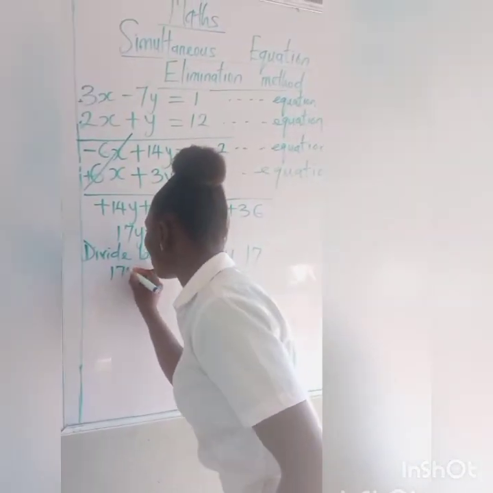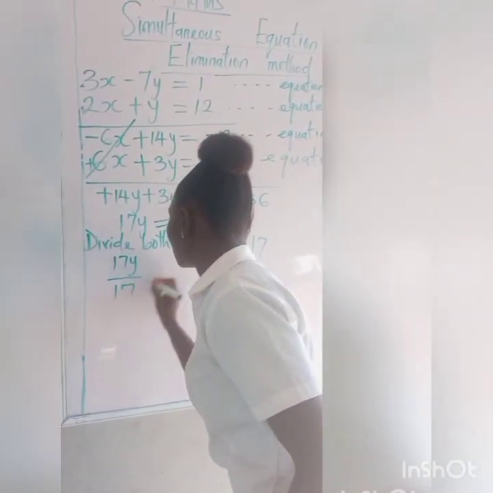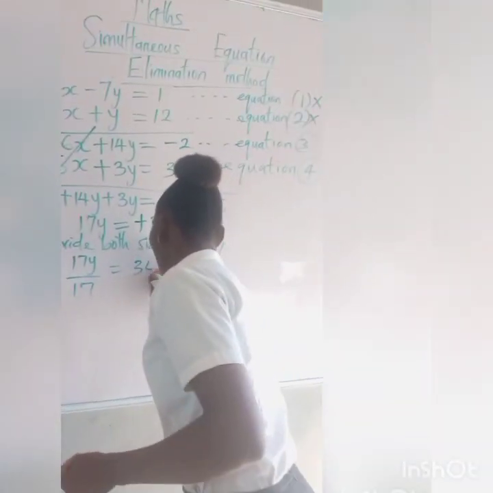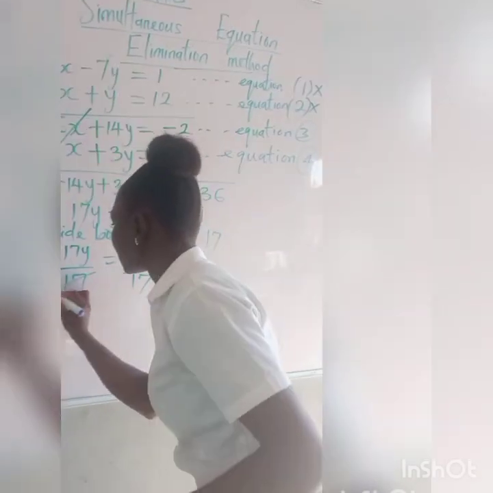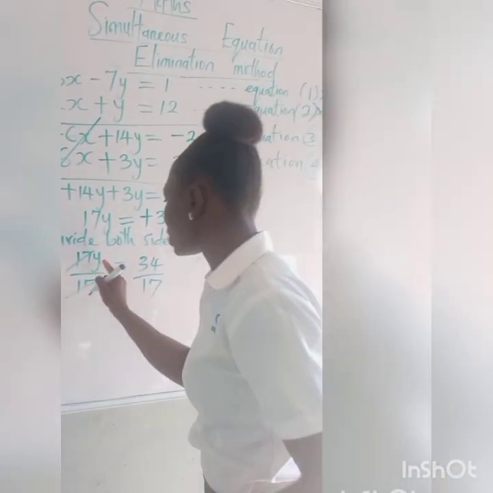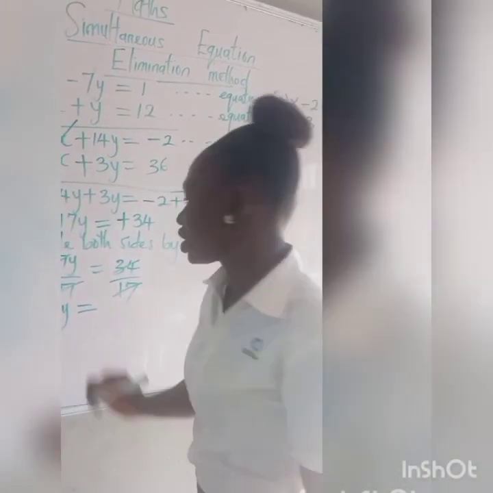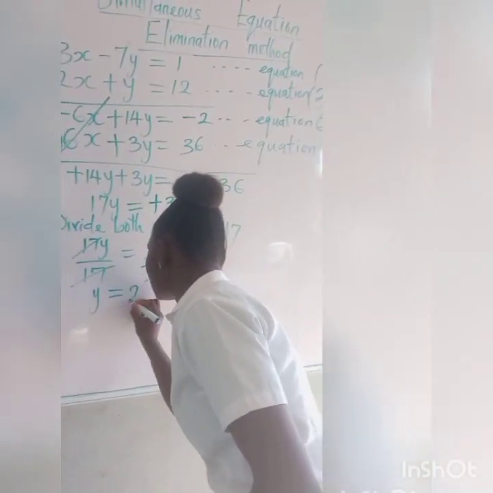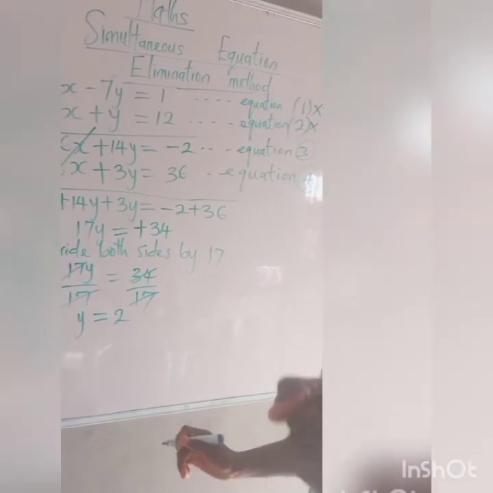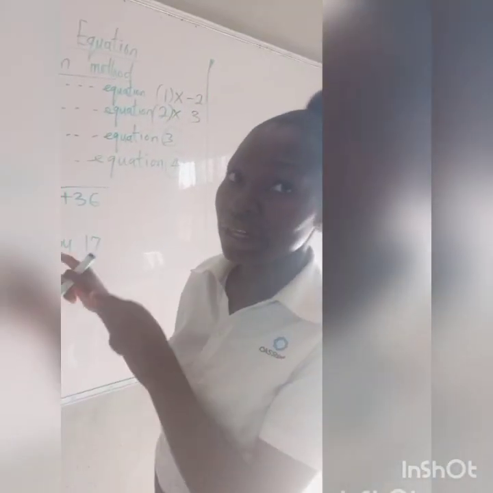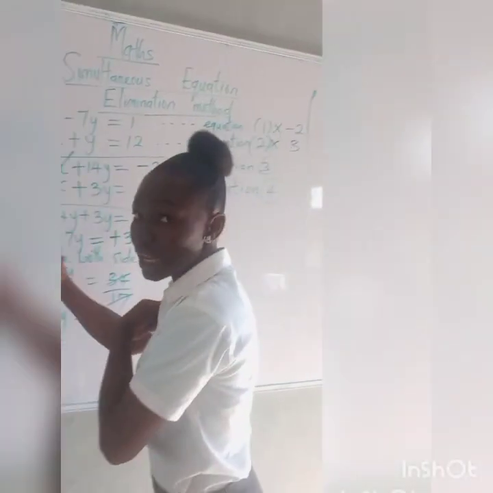So we have 17y over 17 equals to plus 34 over 17, which also means 34 over 17. 17 goes in one time. 1 times y, that is y, equals to, how many times does 17 go in 34? It goes in 2 times. So my y equals to 2. Don't forget from what I said earlier. I said when you get an answer or a value for one letter, you substitute to get the other letter.